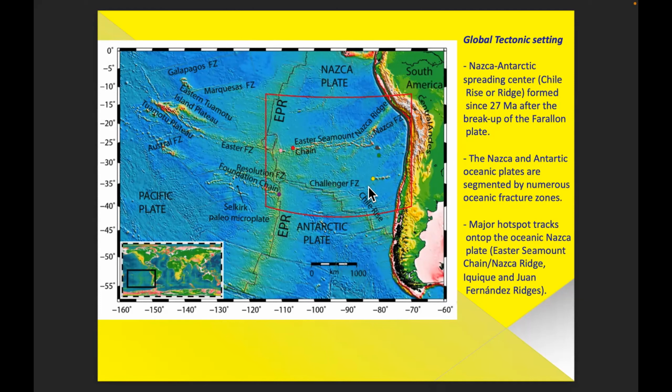And there are at least 6 hotspot tracks on the oceanic plate formed by mantle plumes, like the Nazca Ridge, which is subducting here offshore Peru, the Juan Fernandez Ridge itself, the Copiapó Ridge and Taltal Ridges and the Iquique Ridge. There are minor hotspot ridges, but still they are very prominent features of the oceanic plate.